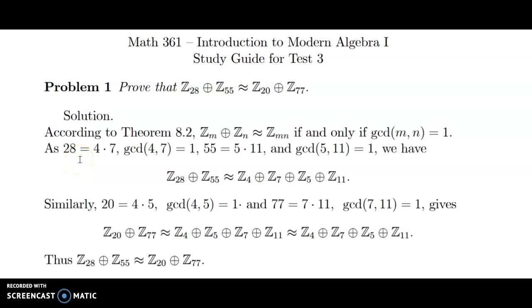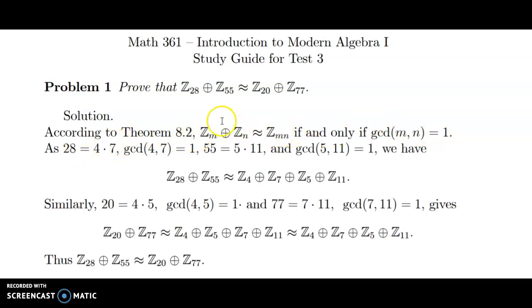Study guide for test 3, problem 1. Prove that Z28 direct product with Z55 is isomorphic to Z20 direct product with Z77. Here we use theorem 8.2, which says that Zm plus Zn is isomorphic to Z(m times n) if and only if the GCD of m and n is 1.